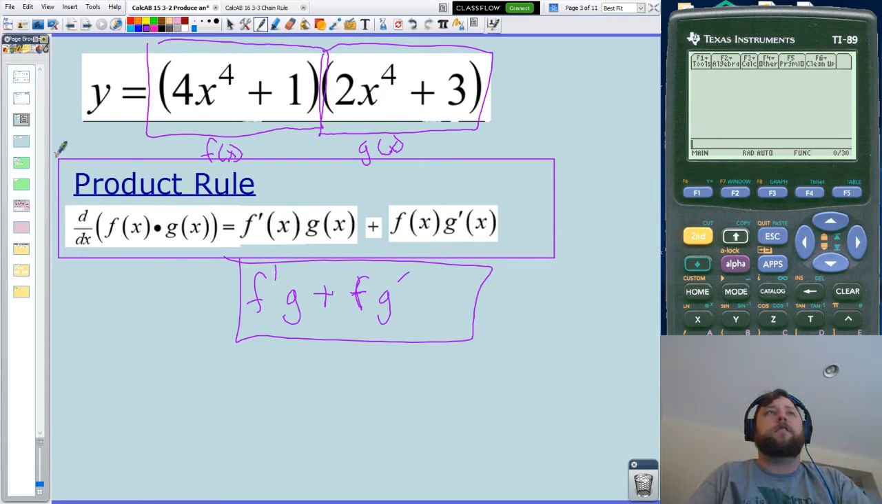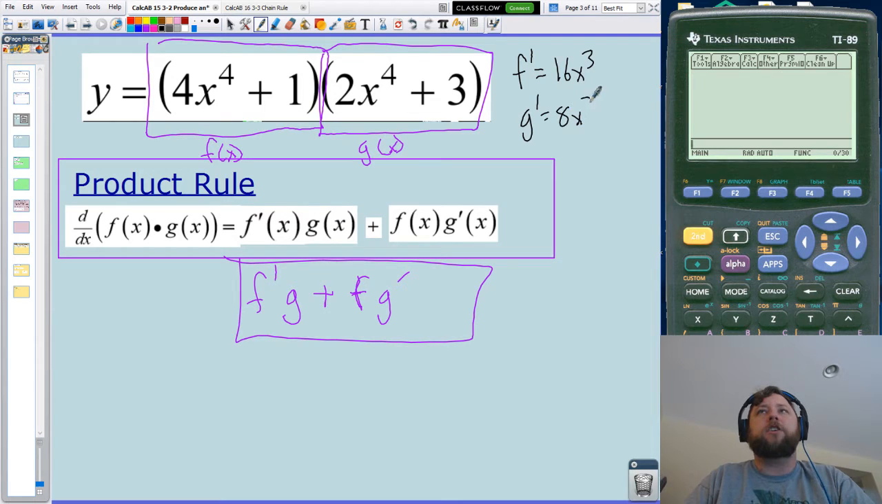So let's do that as an example for this case. If I said my left hand was f and my right hand is g, what you want to do is write out what your f prime is. So f prime is going to be 16x cubed. My g prime would be 8x cubed. So now I'm going to multiply using this rule.